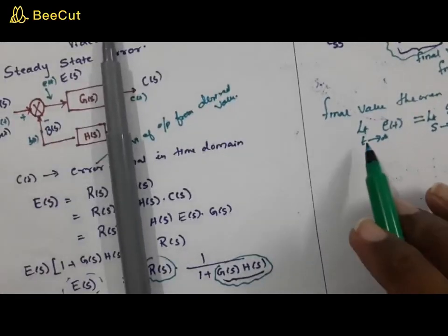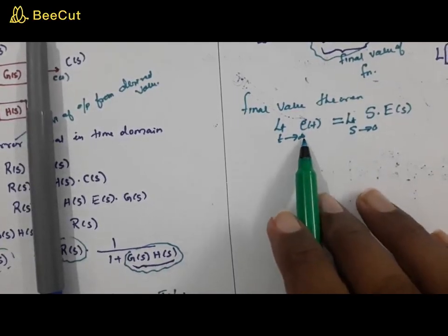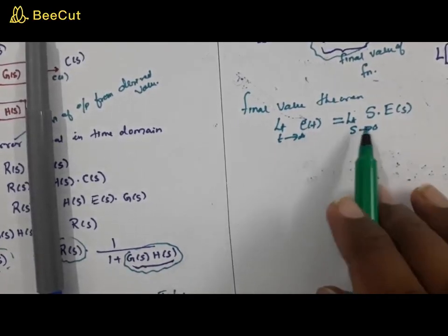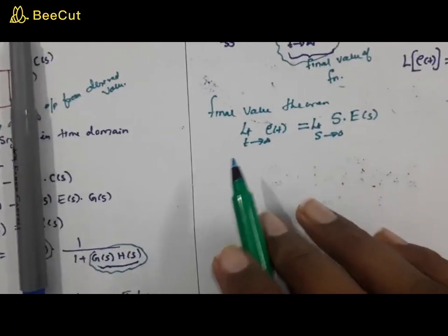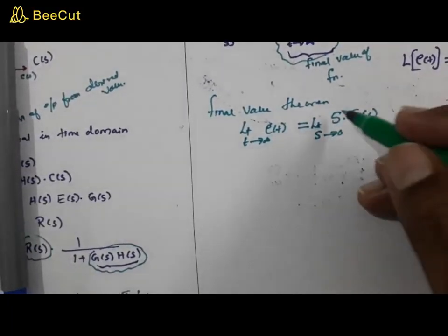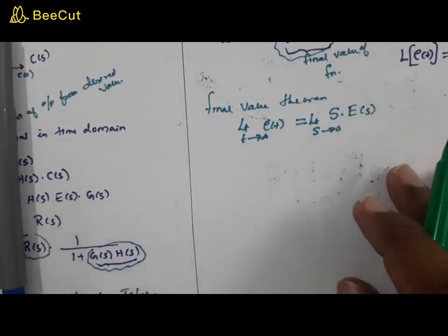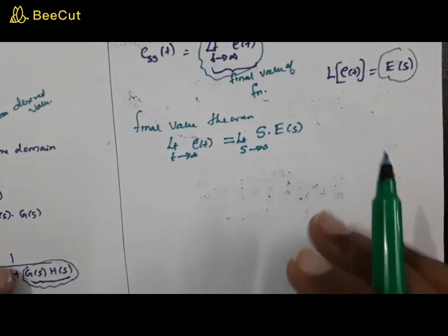I told you that there is an inverse relationship at that time. To remember this: as t tends to infinity in the time domain, in the frequency domain s has to tend to 0, because there is an inverse relationship between time and frequency, and you need to apply this to s times E(s). The proof and all other details we have seen in our signals and systems course.